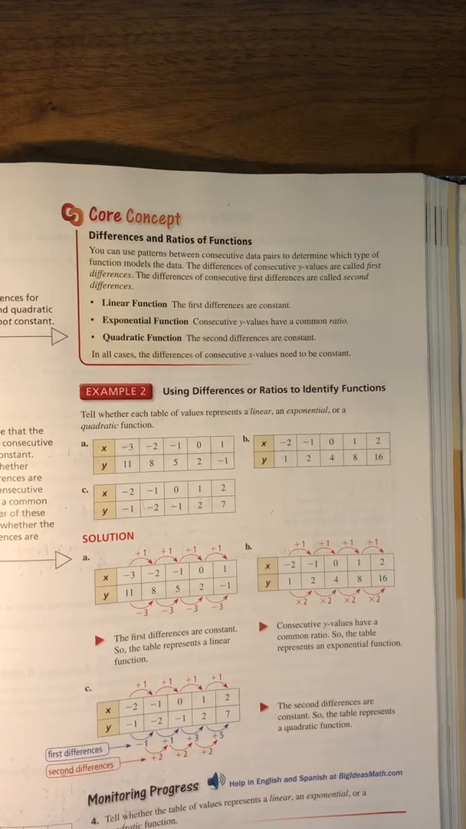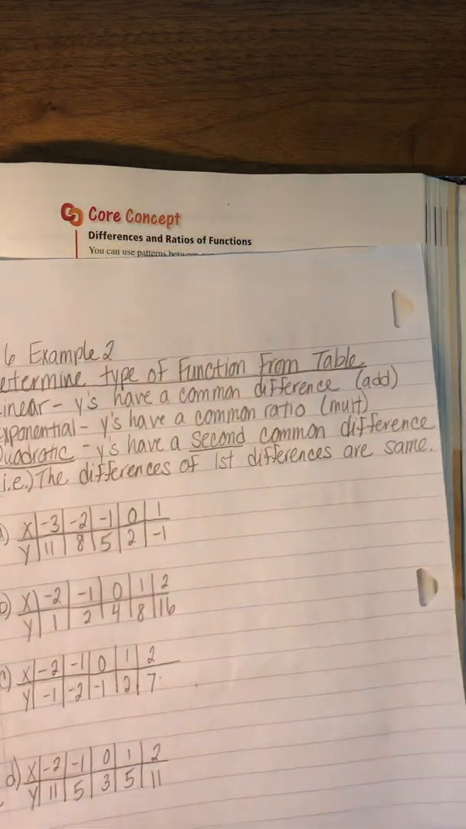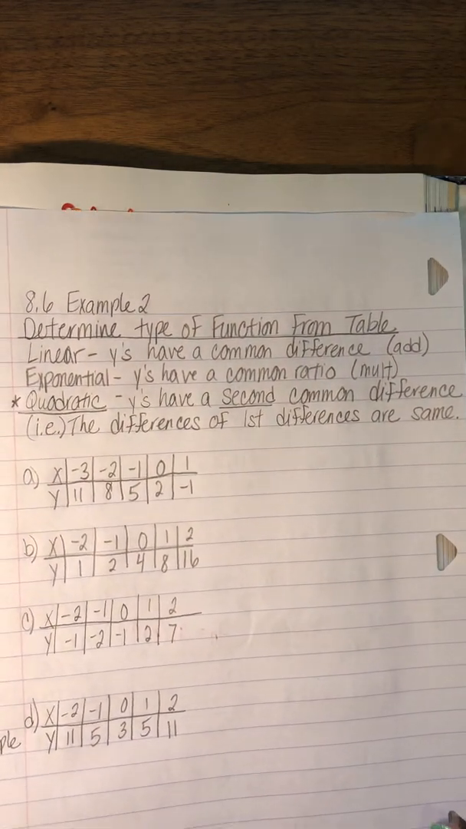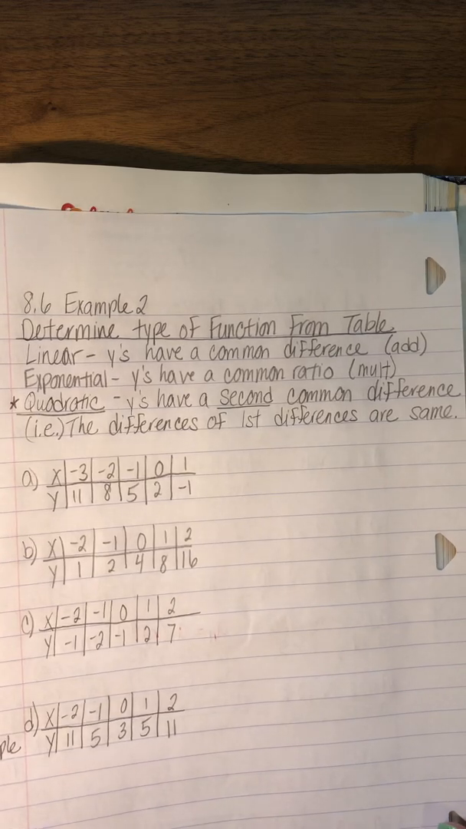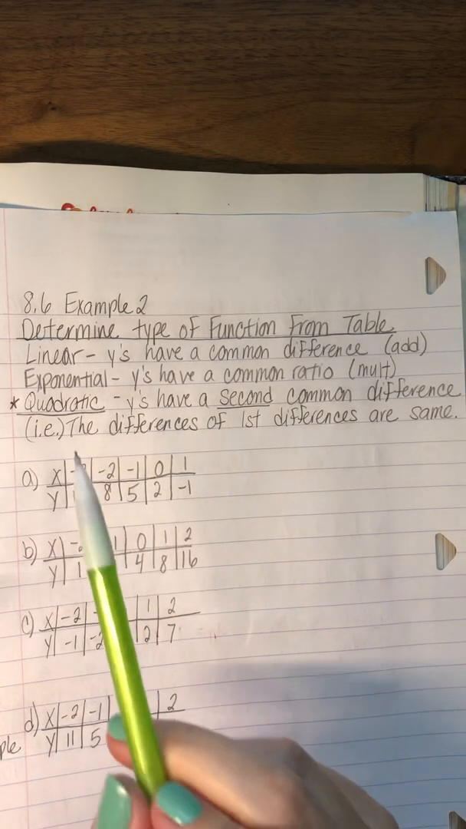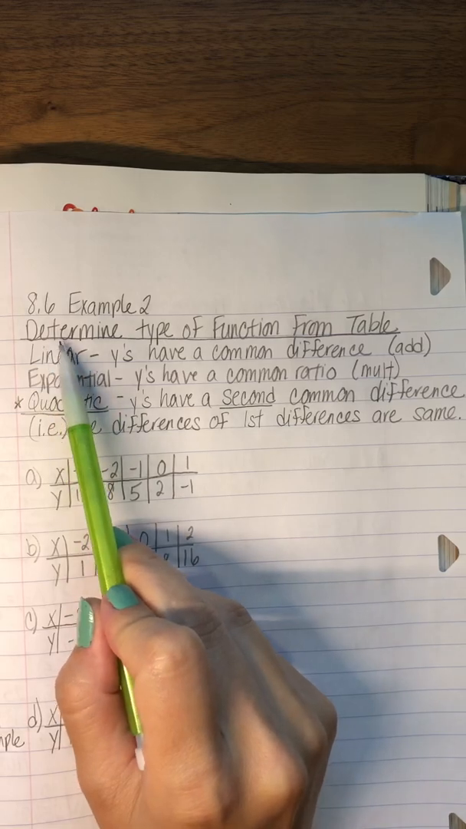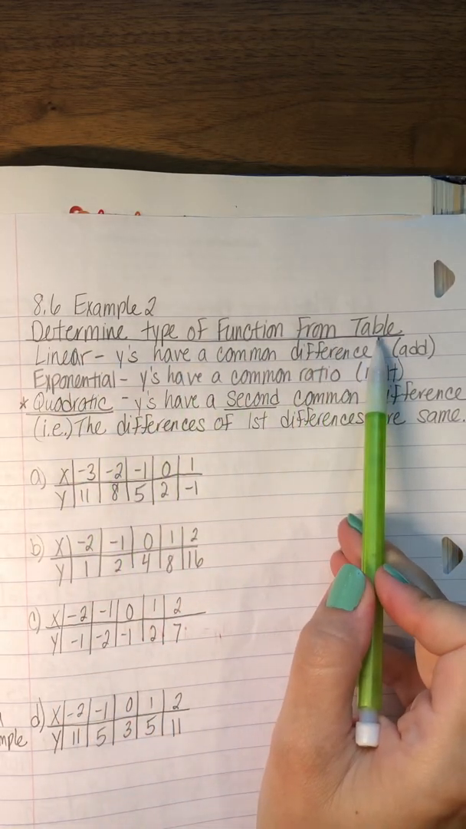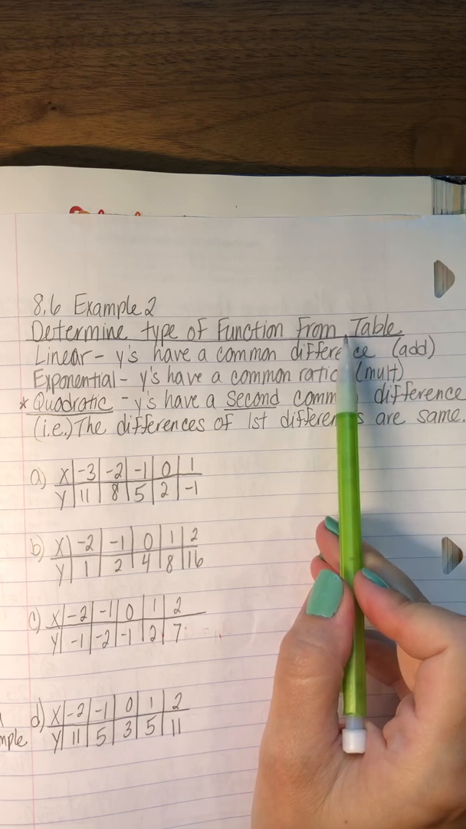Okay, let's look at 8.6 example 2 together. So I wrote down a couple of things here on my piece of paper, and it might be helpful if you pause the video and copy down what I have here at the top, but let's go over what I said. So in example 2, we are going to determine the type of function from a table of values, so like x and y values.